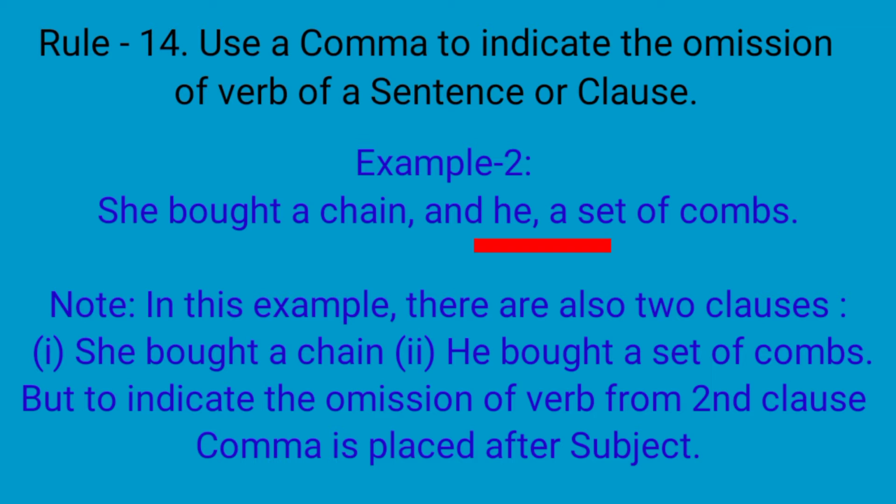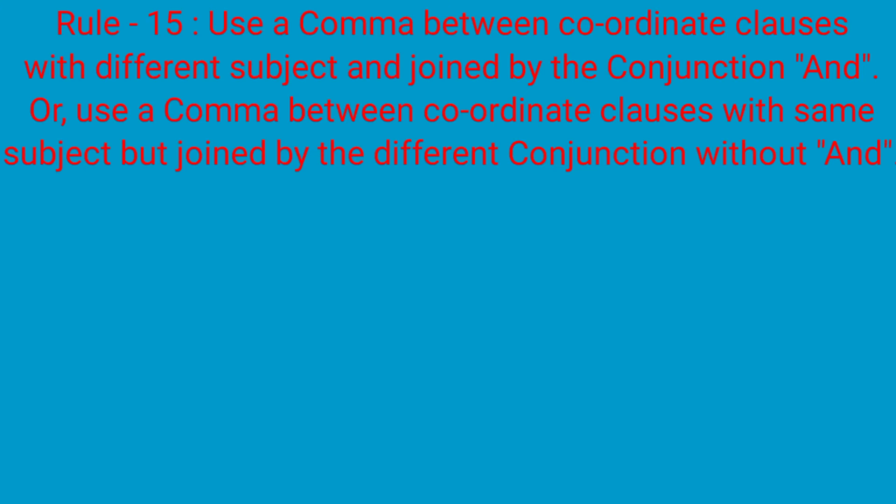Rule number 15. Use a comma between coordinate clauses with different subjects and joined by the conjunction and, or use a comma between coordinate clauses with the same subject but joined by a different conjunction without and.